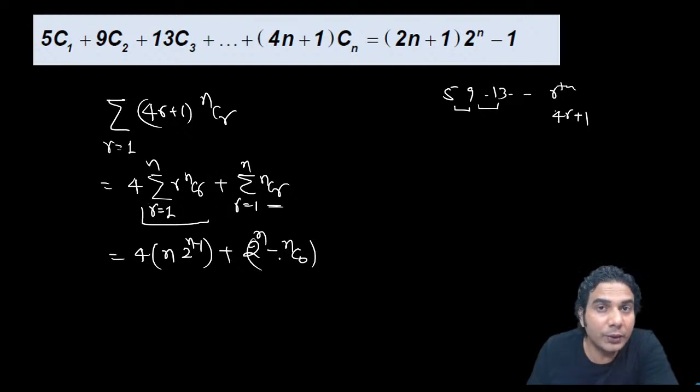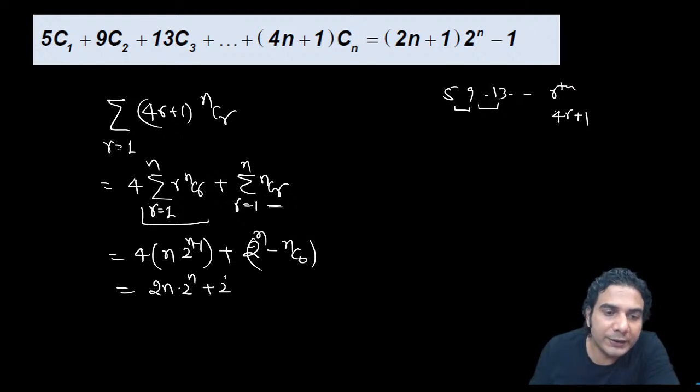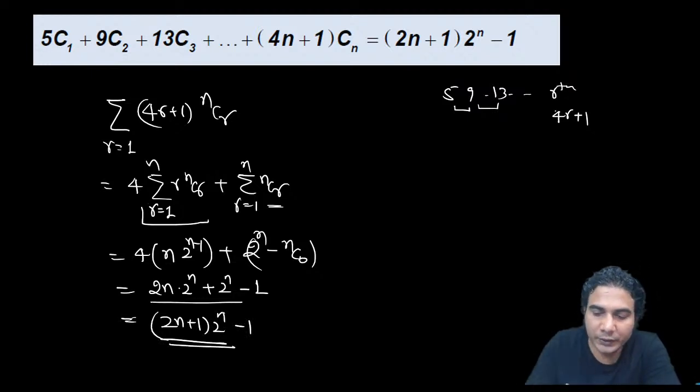So the total value is 2 raised to n, and whatever terms are missing, just subtract those terms from the total value, all right? So it is going to be 2n 2 raised to n plus 2 raised to n minus nC0, which is 1, all right? So you can take 2 raised to n common from these two. So this is (2n plus 1) 2 raised to n minus 1, okay? And it's proved. So I hope you have got it, guys.